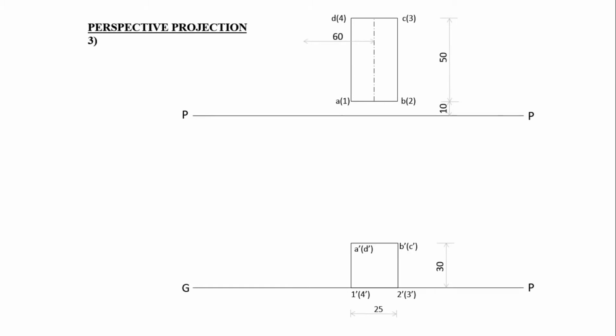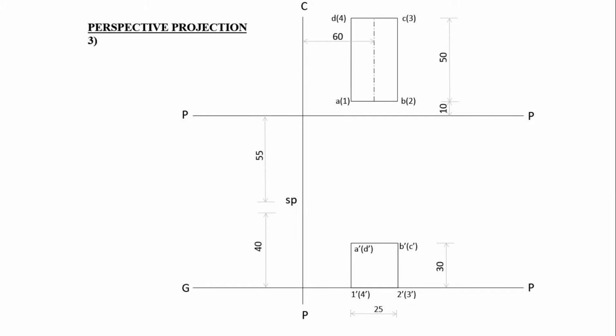Now 60 millimeter towards the left of the axis of the prism, we draw the central plane. The central plane is towards the left of the axis. Now from the picture plane, 55 millimeter in front of the picture plane, in the top view it will be 55 millimeter below the XY, the picture plane. The station point is marked.